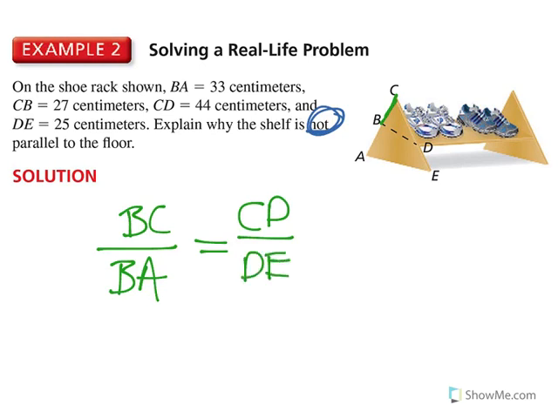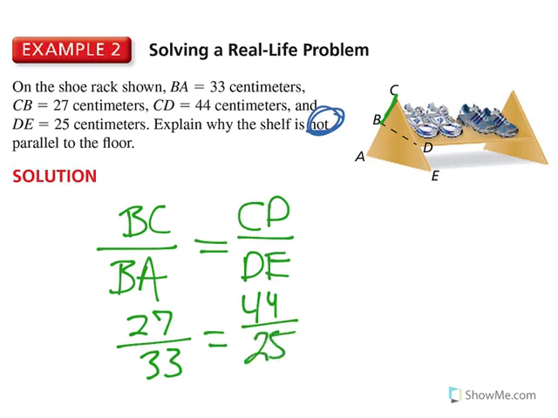So I'm going to plug these in. BC, or CB, is 27. BA is 33, CD is 44, and DE is 25. I'm setting these up, but I'm still testing them. You can put a little question mark above it, because we don't know yet if it's equal.